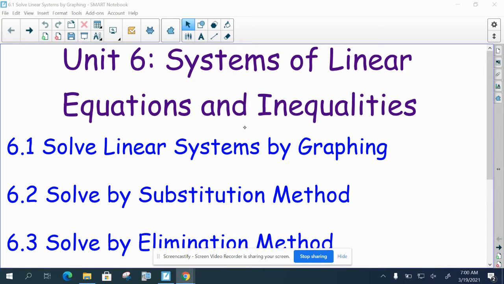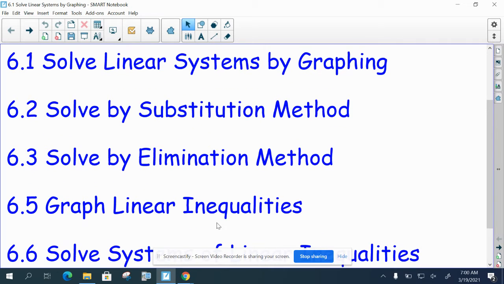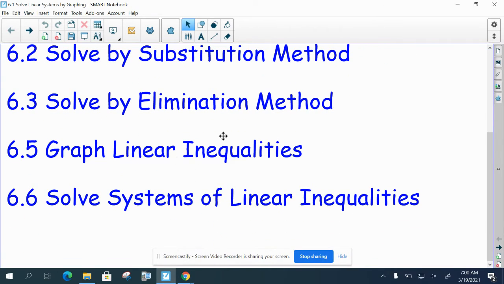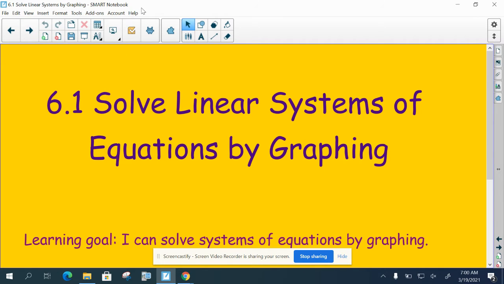Hello, everyone. This is the beginning of Unit 6, Systems of Linear Equations and Inequalities. You already learned a little bit about systems of equations when you did linear and quadratic. Now we're just going to do two linear equations and also look at linear inequalities, graphing and solving them. This will be a little bit of a shorter unit, probably about 2 weeks.